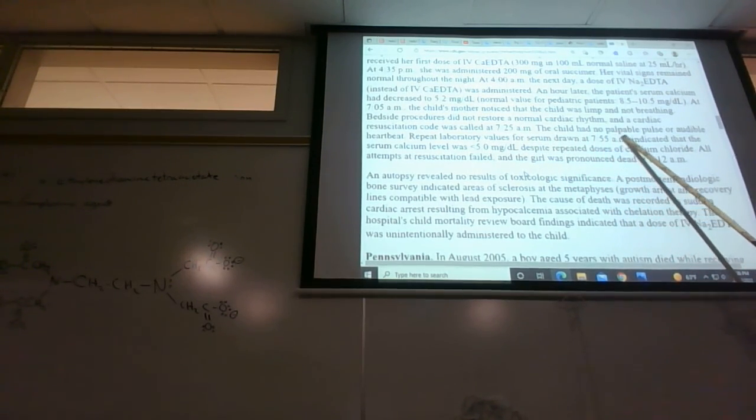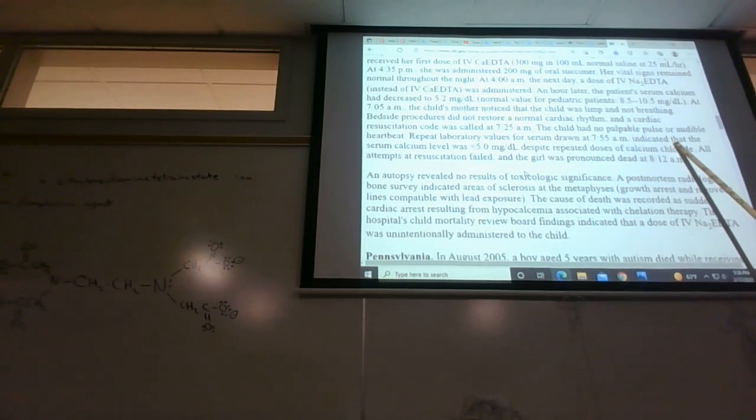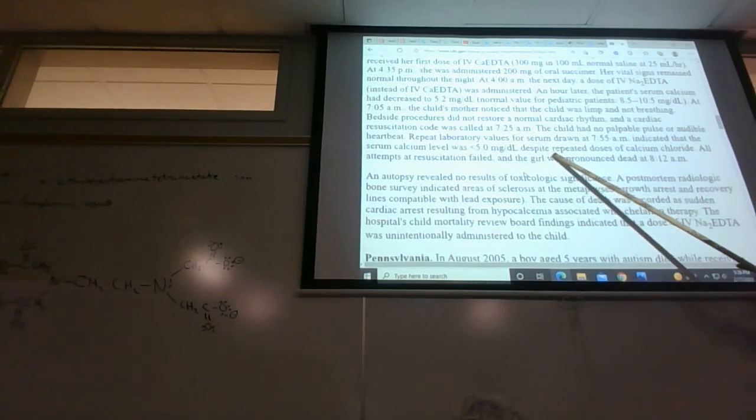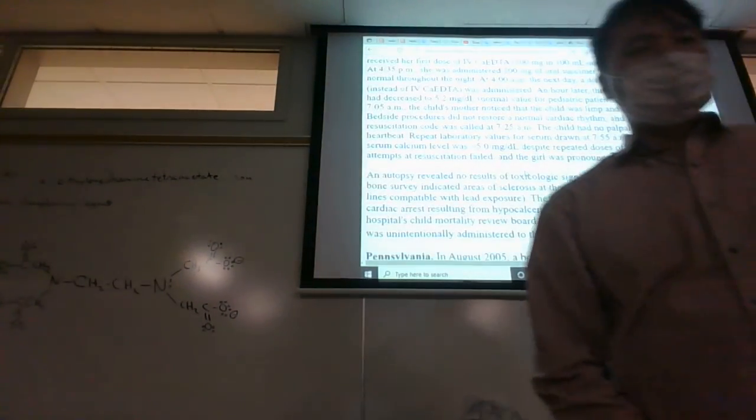The child had no palpable pulse or audible heartbeat. Repeat laboratory values of serum drawn at 7:55 a.m. indicated that the serum calcium level was less than 5 milligrams per deciliter despite repeated doses of calcium chloride. All attempts at resuscitation failed, and the girl was pronounced dead at 8:12 a.m. So from 4 p.m., dead by 8:12 a.m. the next day is pretty tragic.